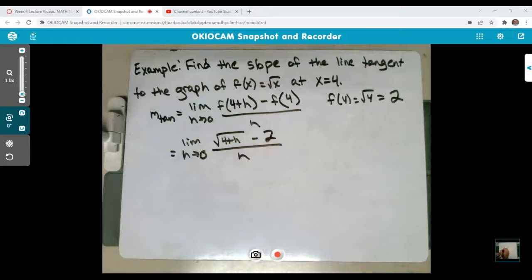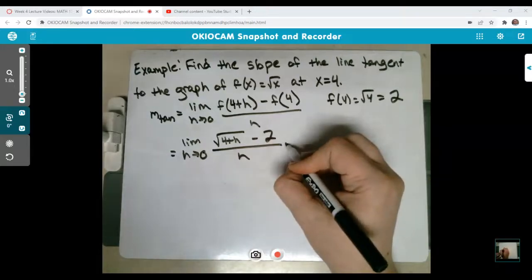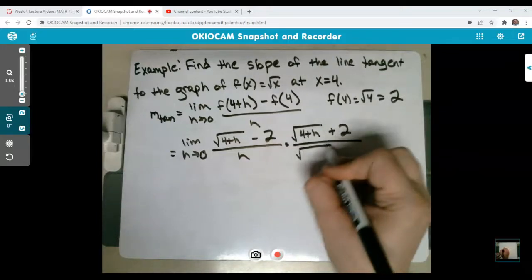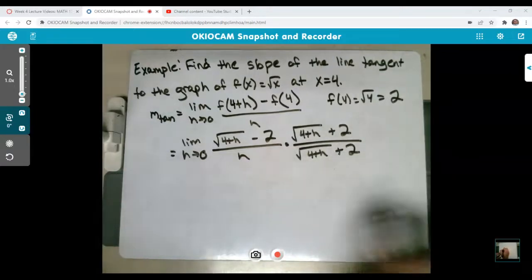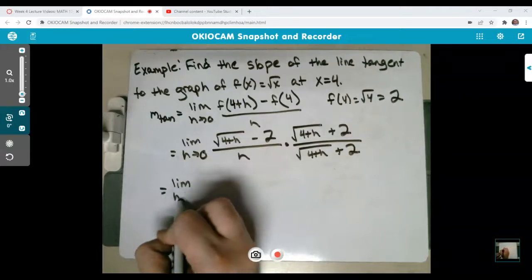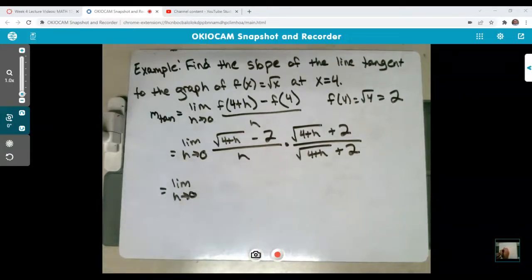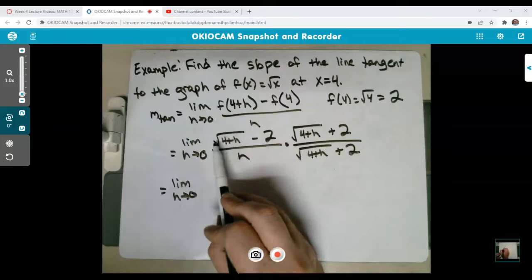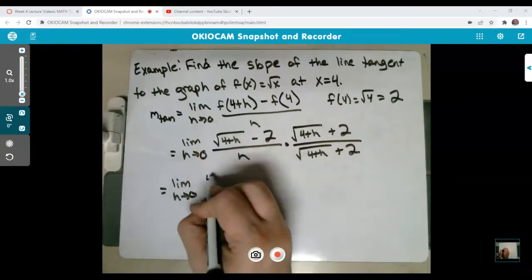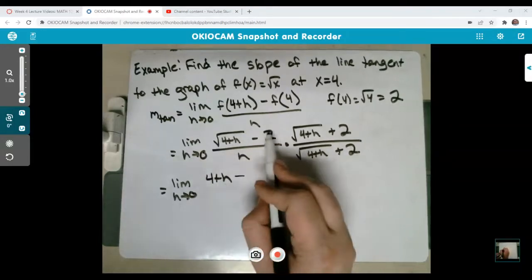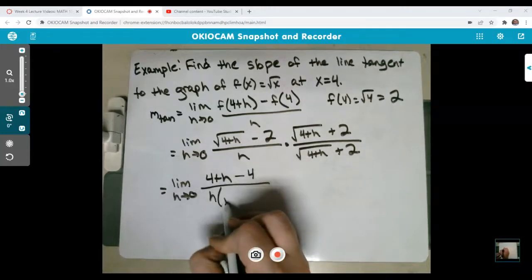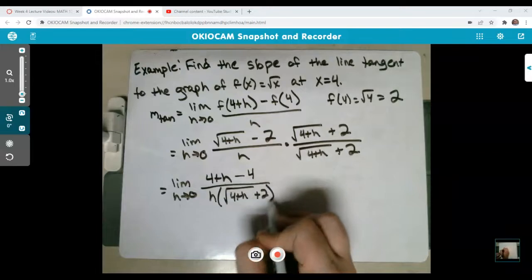Again, if we use our skills, we know to multiply this by the conjugate. So multiply by the square root of 4 plus h plus 2 over the square root of 4 plus h plus 2. Remember we did this in section 2.3, so if you need any help with that, you can either go back there or let me know and I'll help you out. But the good thing about this is I just square my first term. The square root of 4 plus h squared is 4 plus h minus, and then square this term, 2 squared is equal to 4. All over h times the square root of 4 plus h plus 2.